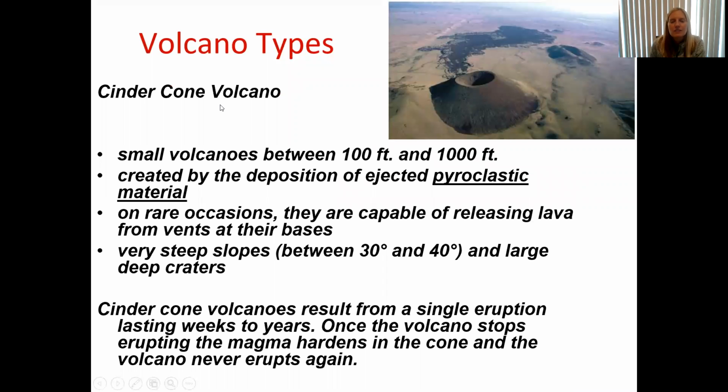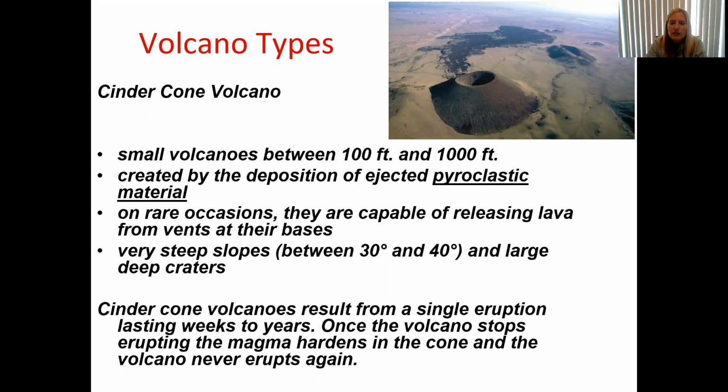Next up, we have our cinder cone volcanoes. So these are just kind of like the opposite of a shield volcano. So they're a lot smaller. They are a lot steeper. And instead of being made of layers and layers of lava flows, they're made of layers of those pyroclastic materials we learned about in our last video. So again, those are things like ash, and then any of that rock that gets ejected from the volcano. And again, they're going to be very steep.